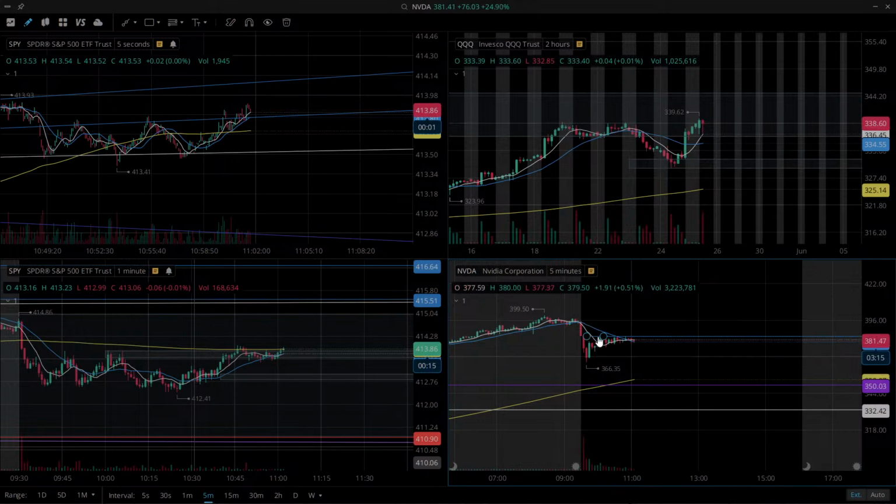So look for NVIDIA. This is going to be a critical resistance area, this 382 line here.